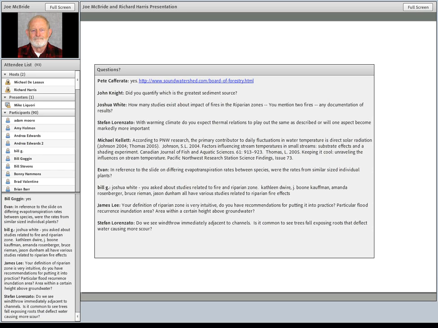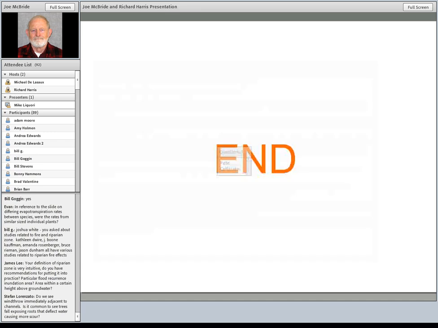Sure. Stefan wants to know, do we see wind throw immediately adjacent to channels? And is it common to see trees fall and then exposing roots that deflect water, causing more scour? My observations would say yes. What would yours say? Yeah, mine would too. Yes. The channel is an opening that wind can funnel through, and we often see trees tipped over.